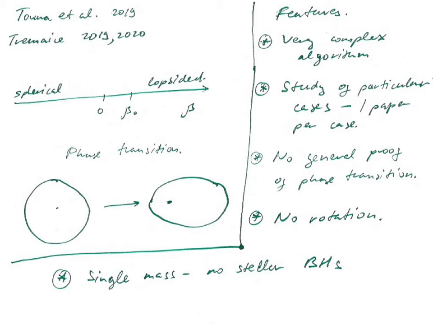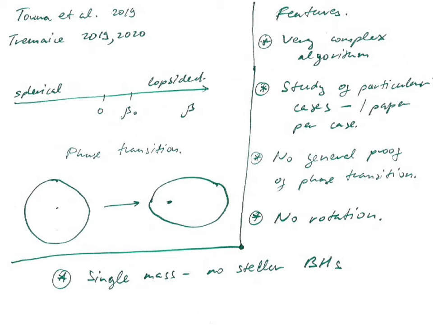There is a very clear phase transition that they found in particular examples: for negative values of beta and for small positive values of beta, smaller than some critical value beta zero, the equilibria are spherical. But once your beta is above beta zero, the equilibria become lopsided. So this is a very beautiful phase transition, which was discovered in the numerical experiments.